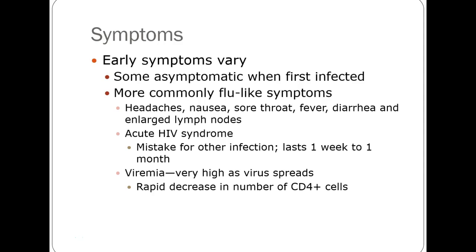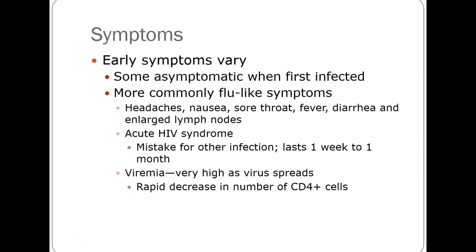So the symptoms of this are very asymptomatic at first. You don't know you have them. Then you're going to get some flu-like symptoms: headaches, nausea, sore throat, fever, diarrhea. An acute HIV syndrome can be mistaken for other infections and usually lasts a week to a month.